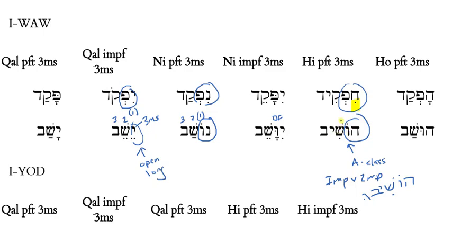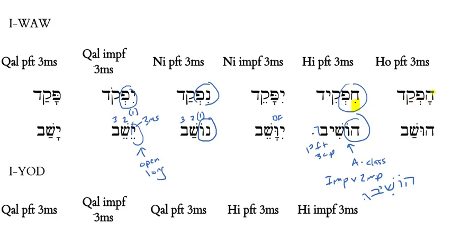Look at my hifil perfect 3ms. If I want to make it 3mp, I add a shurik to the end, and the irregularity was already there, and it's hoshivu. So the perfect 3cp of the hifil of one-vav verbs and the hifil imperative 2mp of one-vav verbs are going to look the same because I cannot distinguish them by an I vowel with the hey in the perfect compared to an A vowel in the imperative. So we used to be able to use that, but for one-vavs there's no difference there. That doesn't work. Okay, so you have to pay attention to that.